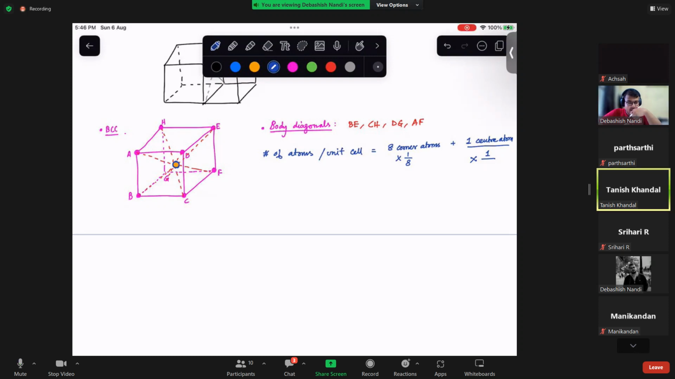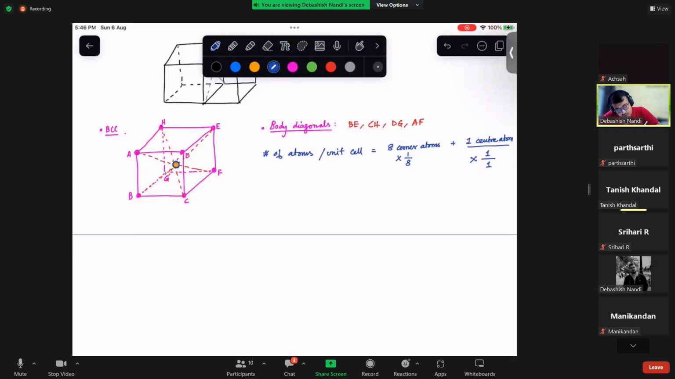There is 1 unit cell. It belongs to the parent cell only, right? It is not being shared between any other cells because it is neither on the edges, nor on the faces, nor on the corners. So it will be one only, right?